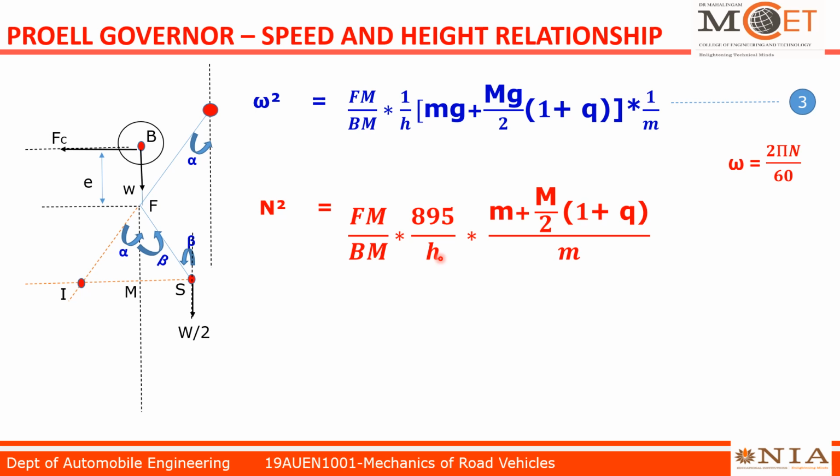In Porter governor, we get only this term 895 divided by h. But in Proell governor, we have an extra term, it is multiplied with Fm by Bm. It makes the difference between Porter and Proell governor characteristics. It completely affects the relationship between the speed of governor and the height of the governor. This is our equation number 4 and our final answer.